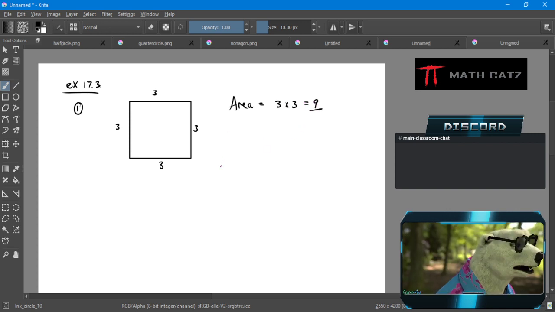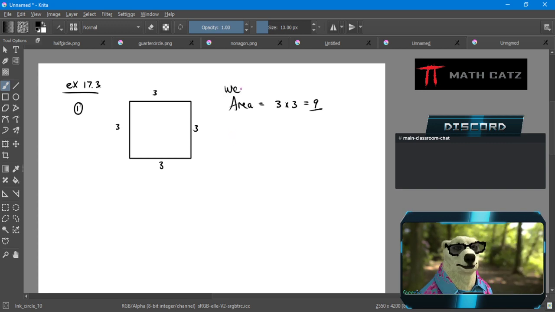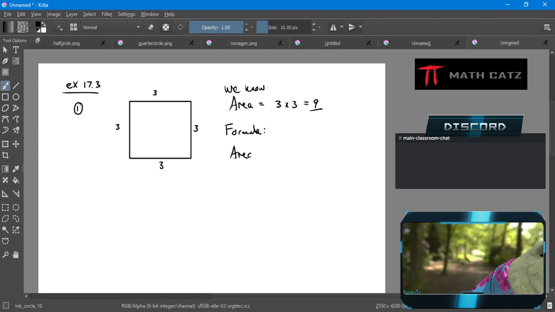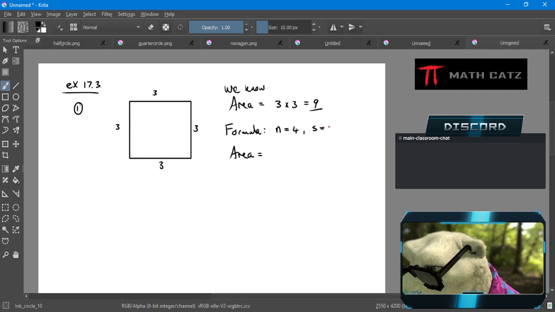But I want to test this formula and see that it works for the basic ones as well, and then also works for fancier polygons where I don't know any other way. So this is the portion we know. Now let's see if the formula gives us the same area, which it should. Now in the formula, the number of sides of this regular polygon is 4. The side length is 3.